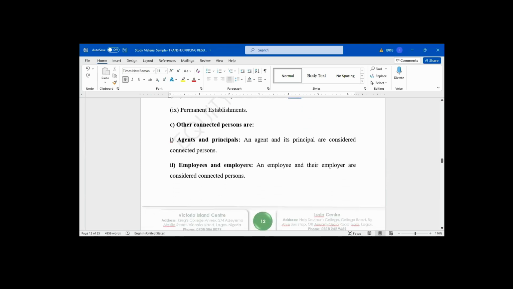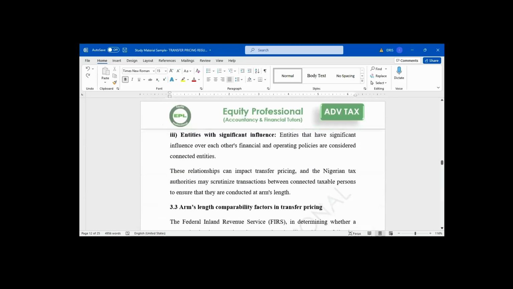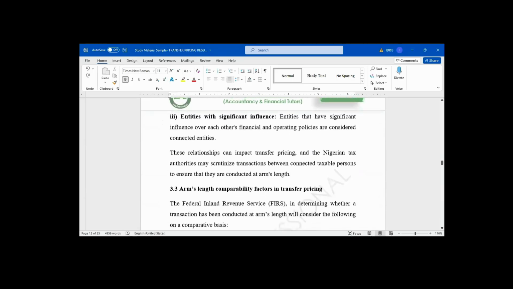Agent is connected to the principal. Employee is connected to the employer. These are examples of connected persons. When there is a transaction between connected persons, what we need to ensure is that the transaction is conducted at arm's length, fair value, true price, fair price transaction, which is an arm's length transaction.